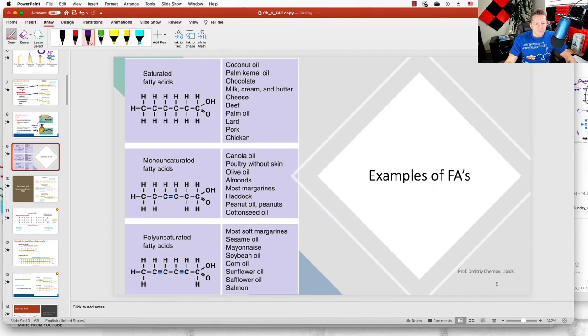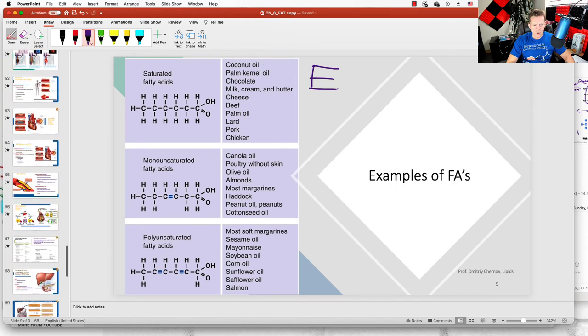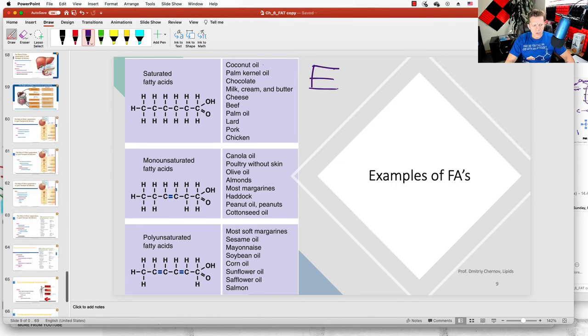Let's look at examples of saturated fats, which we call kind of dangerous, saturated fats, monounsaturated fats, and polyunsaturated fats. Let's look at the food products. Coconut oil. You might say coconut oil is a triglyceride that has only saturated fats. No, that's not the truth. If we slide all the way to the bottom, where is it?